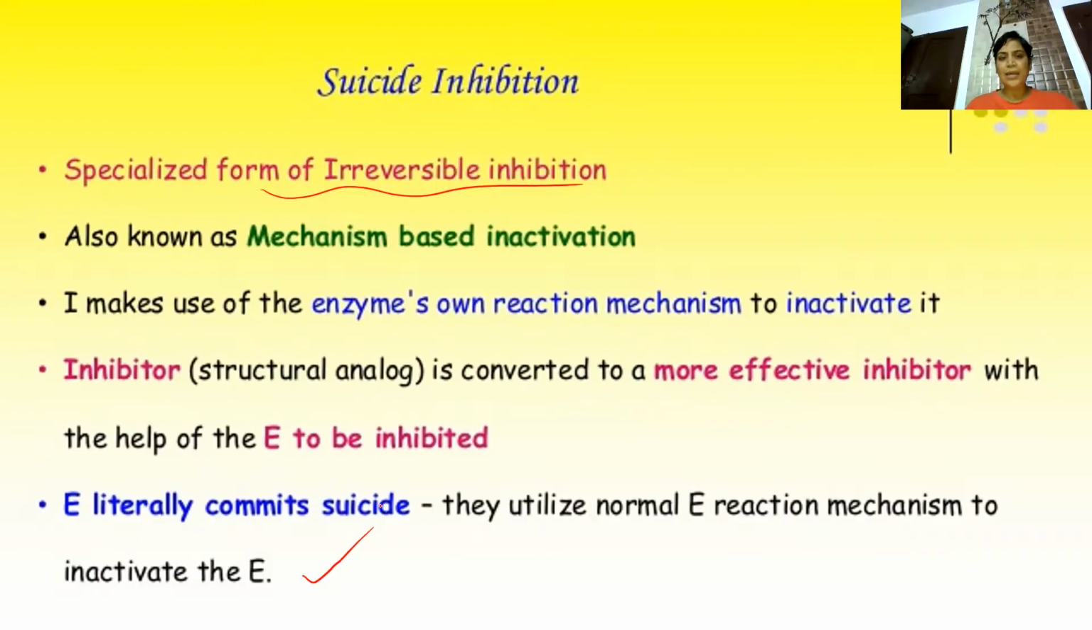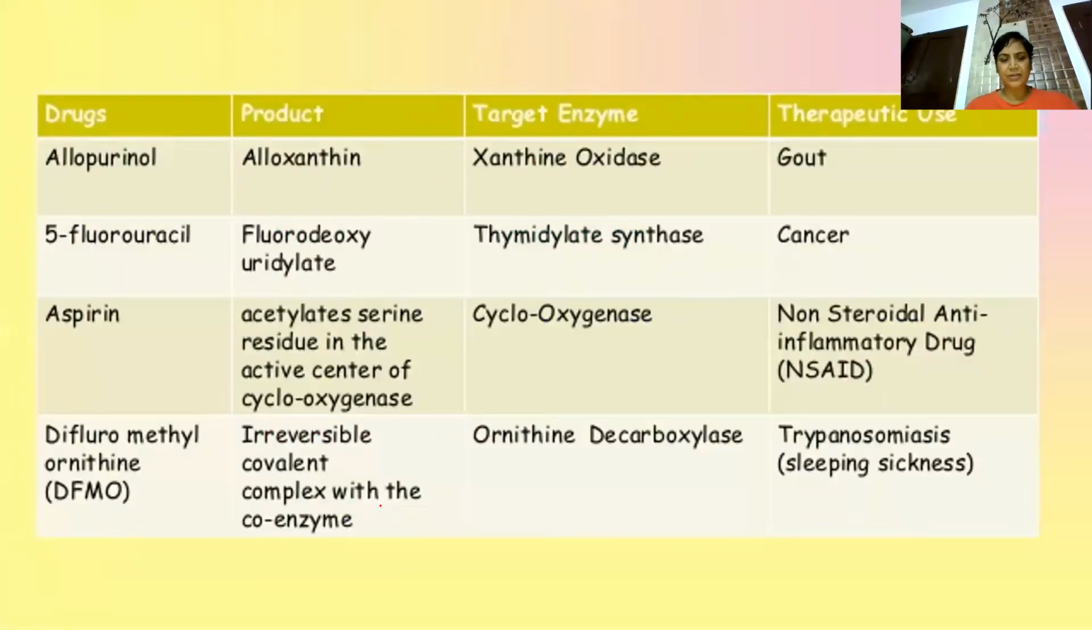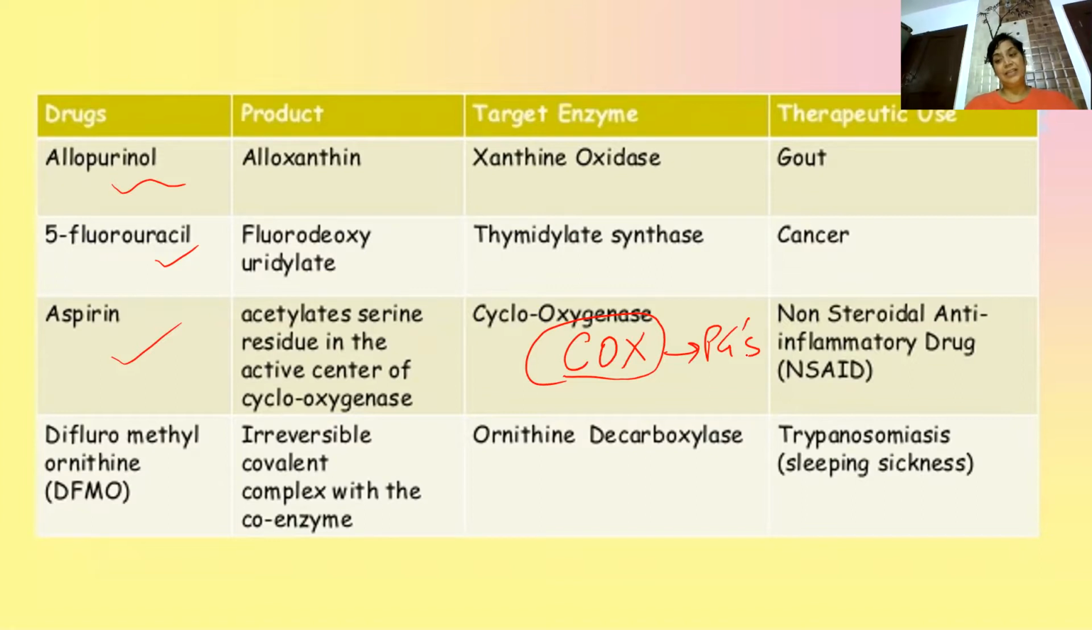Right? And these are some of the examples. Allopurinol will come under competitive inhibition also, and it will come under suicide inhibition also. Similarly, 5-fluorouracil, which is a structural analog. Right? Aspirin is a suicidal inhibitor of cyclooxygenase, which we call COX, which is utilized for the synthesis of PGs, prostaglandins, in our body. And similarly, DFMO, which is an inhibitor of ornithine decarboxylase. So this is all about inhibition.